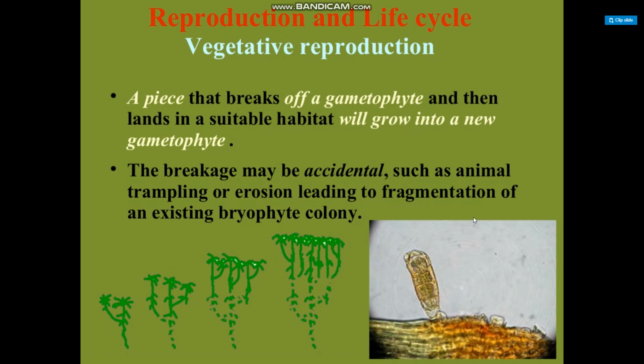Now, reproduction and life cycle. Vegetative reproduction: a species that breaks off a gametophyte fragment which lands in a suitable habitat will grow into a new gametophyte, and the breakage may be accidental, such as animal trampling or erosion, leading to fragmentation of an existing bryophyte colony.